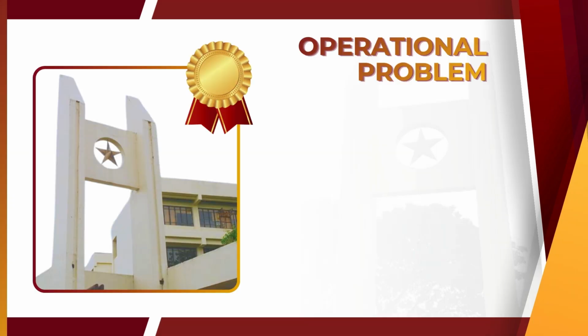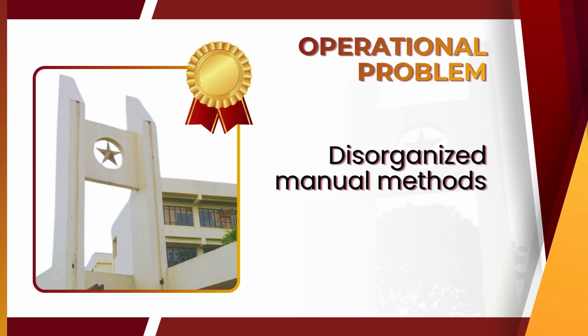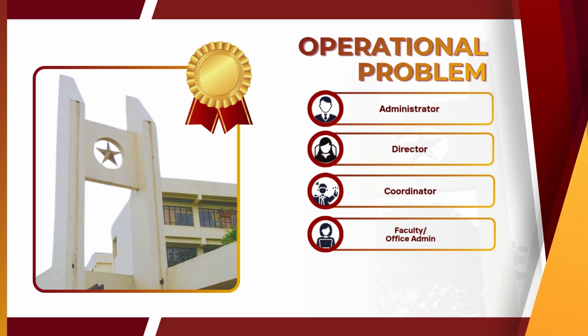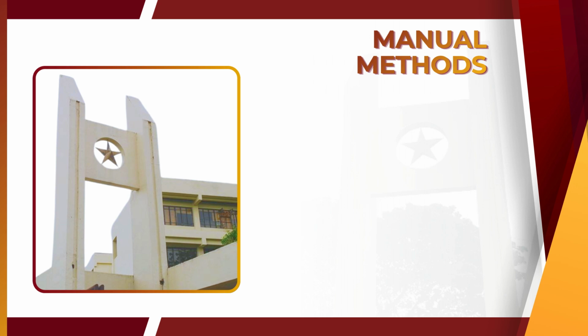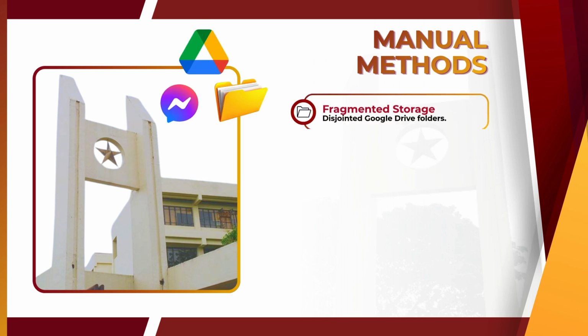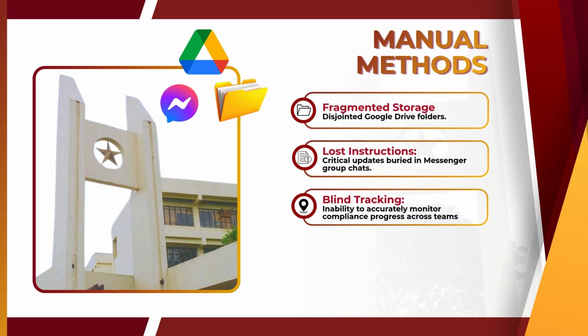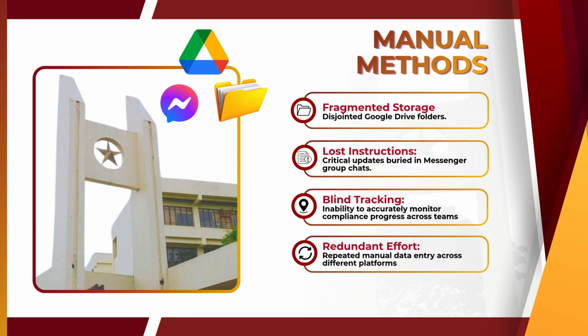The operational problem. The accreditation process is currently hindered by disorganized manual methods. Across the institution, admins, directors, coordinators, faculty, and internal accreditors all feel the weight of this unintegrated workflow. Stakeholders routinely struggle with fragmented Google Drive folders and critical instructions that get buried in Messenger group chats. This disjointed setup causes blind progress tracking, severe data redundancy, miscommunication, and massive challenges in verifying compliance status.